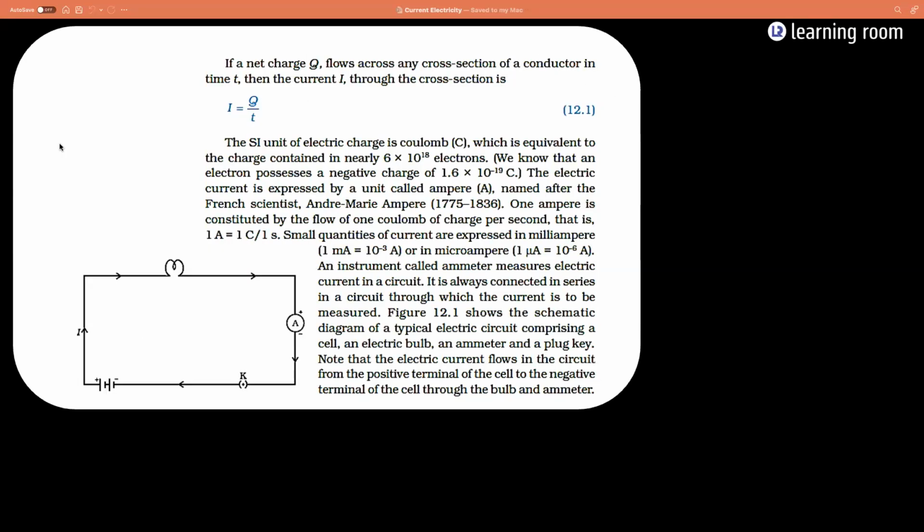So the first term that we need to know is what is electric current. Electric current is defined as the rate of flow of charges. It is defined as Q divided by T. Another point to be noted is that 1 coulomb of charge is constituted by 6 into 10 power 18 electrons.